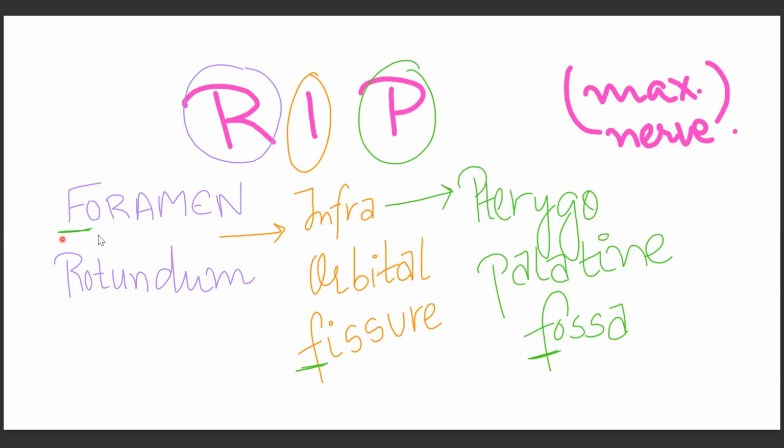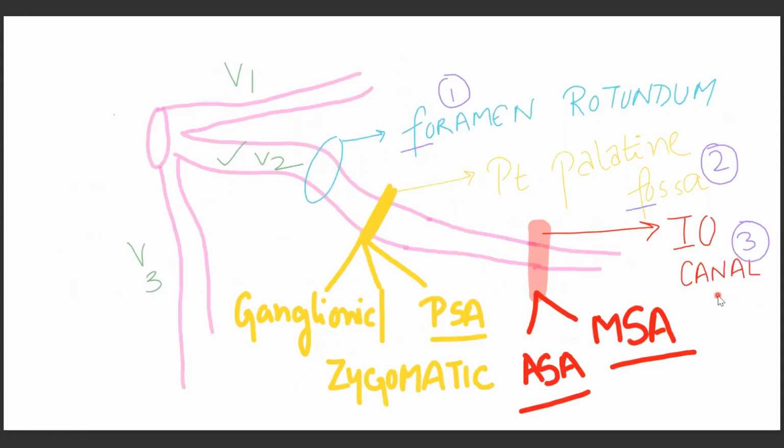R stands for foramen rotundum. So first it passes through the foramen rotundum. Then I stands for infraorbital fissure. From the foramen rotundum, the maxillary nerve passes to the infraorbital fissure. Then P stands for pterygopalatine fossa. So it's an F, F, and F, that means foramen, fissure, and fossa. After passing through this foramen, fissure, and fossa, the maxillary nerve gets divided into its branches. Now, what are the branches?